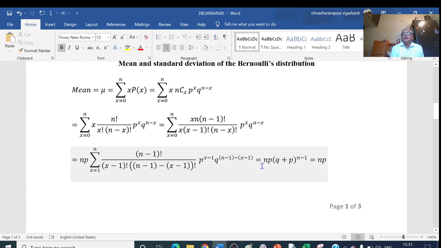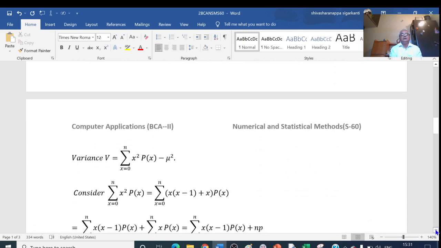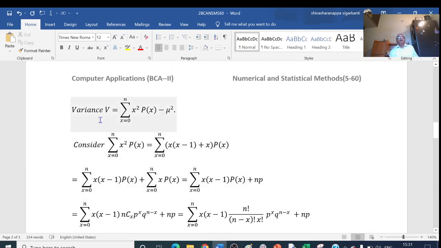This is equal to np into q plus p equal to 1. So this is equal to np. So that is here my mean mu is equal to n into p. And then I will go for the variance.